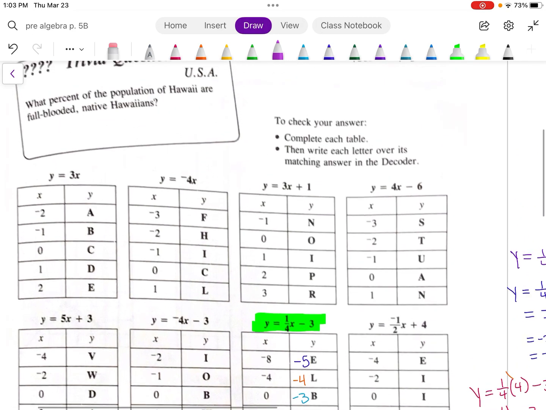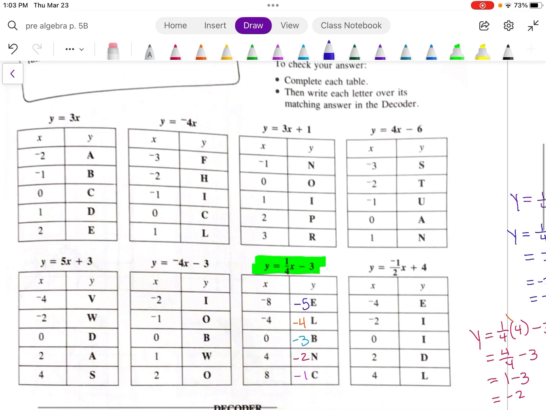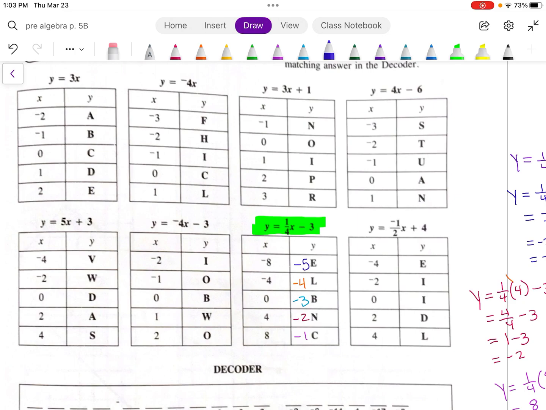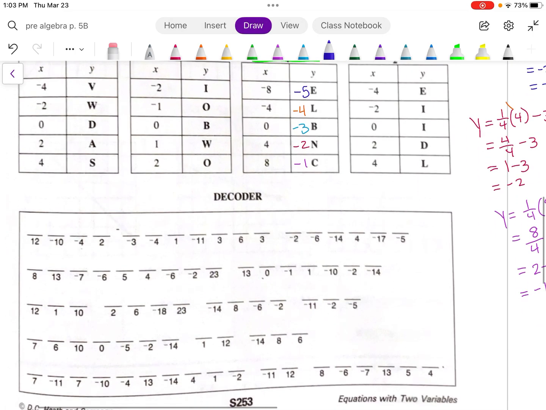Now, there's a trivia question that goes with it. What percent of the population of Hawaii are full-blooded Native Hawaiians at this point in time? This is an old worksheet. So now what we're going to do is notice how there was a letter in my column. So it says anytime I see -5, I should write an E.